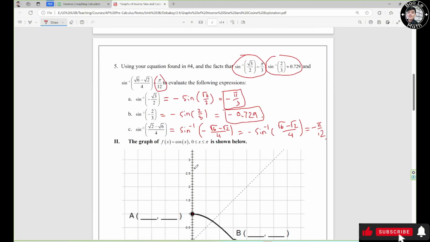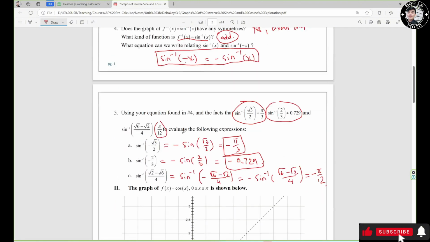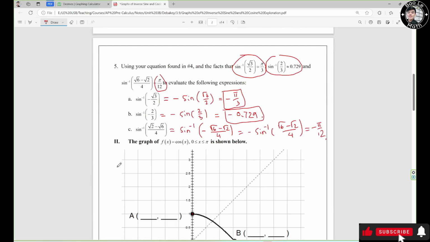Now, one more question about this one. For example, we need to calculate question D right here. Arc sine of negative root 2 over 2. Alright, so we look at the unit circle.